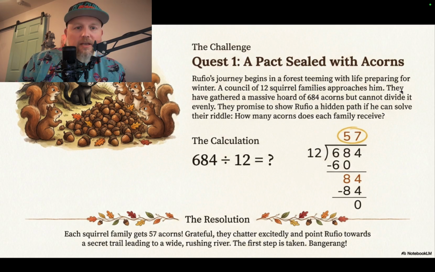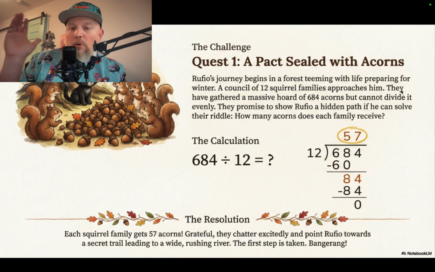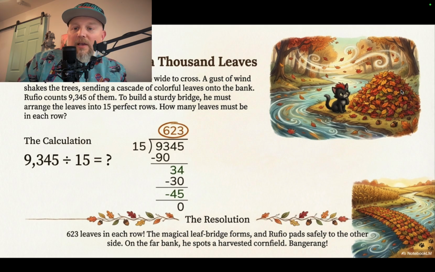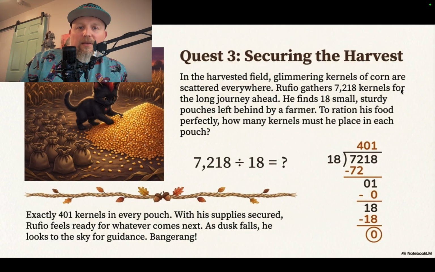First quest, he meets a group of squirrels, and they're like, "Hey, you're going to have to help us solve this riddle if we're going to show you the secret path." And so he helps them with the math, because Rufio's a genius at math, and they point him towards the secret trail. And then it says the first step is taken, and then he says bangarang there at the end. How cool is that? Quest 2. He finds 1,000 leaves, but he's got to build a bridge out of it, but he's got to be able to do some math. Let's keep going.